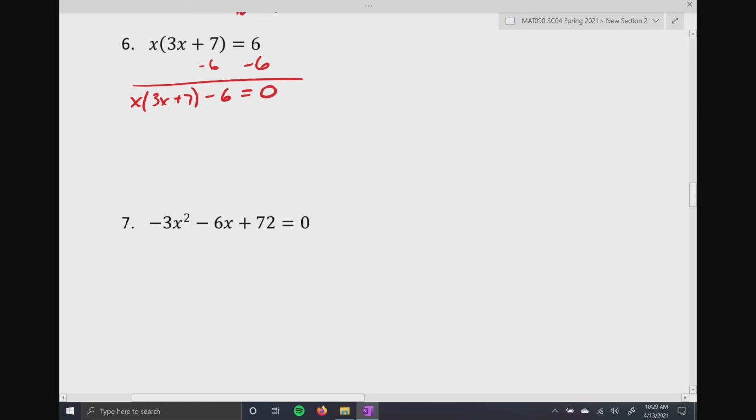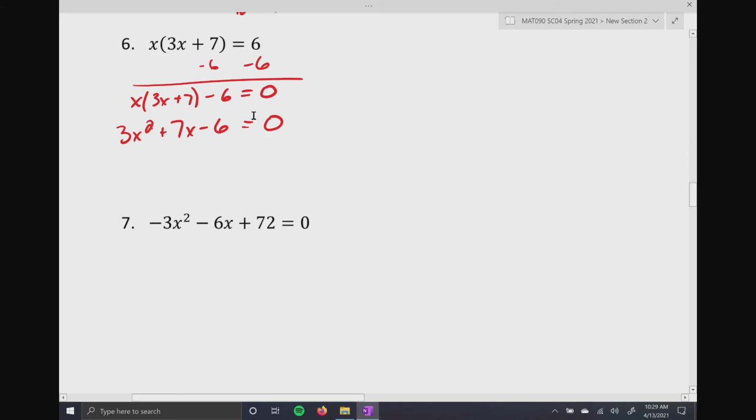All right, now I got it set equal to 0. Then I'm going to go ahead and distribute the x. All right, there's my x squared term. So I got 3x squared plus 7x minus 6 equals 0. Next, step 2, I need to factor.